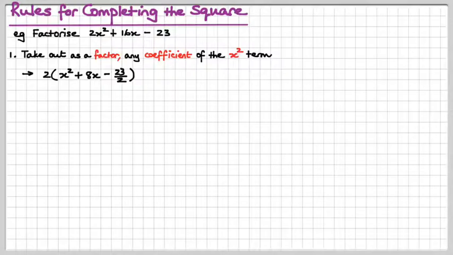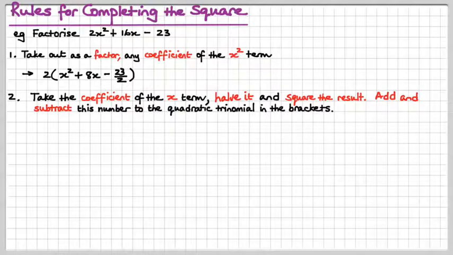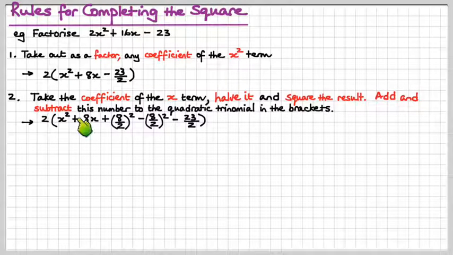Okay, now, what's left inside the bracket here, this quadratic trinomial, we then deal with the coefficient of the x term, which in this case is 8. You take that 8, you halve it, and you square the result. Now the result that you get, you add, and then immediately subtract, from and to the quadratic trinomial in the brackets. Confusing? Yes. Well, don't worry, look. This is what you do.